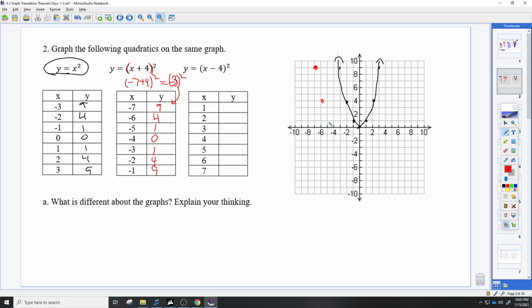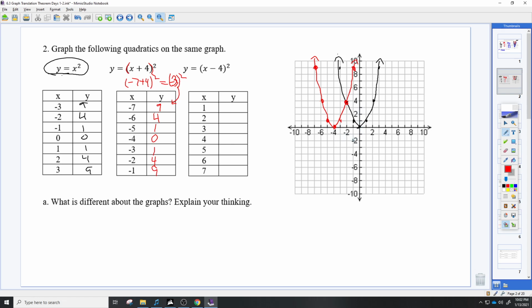Negative 5 is 1. Negative 4 is 0. Here we go. And negative 3 is 1. Negative 2 is 4. Negative 1 is 9. Let's connect the dots here. Here we go. Perfect.